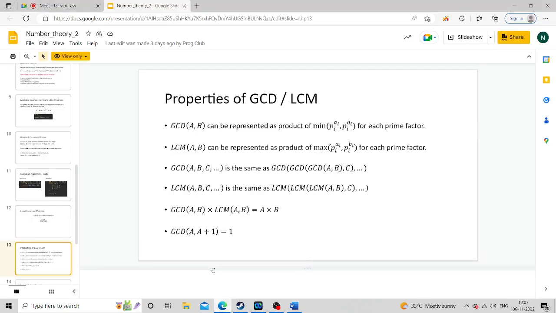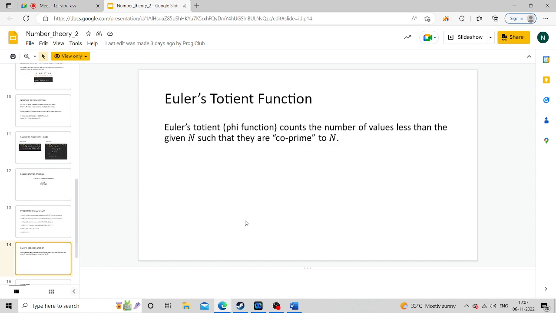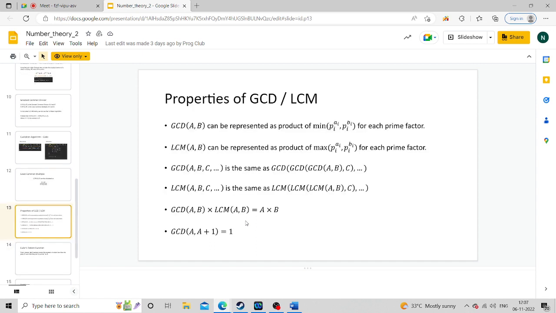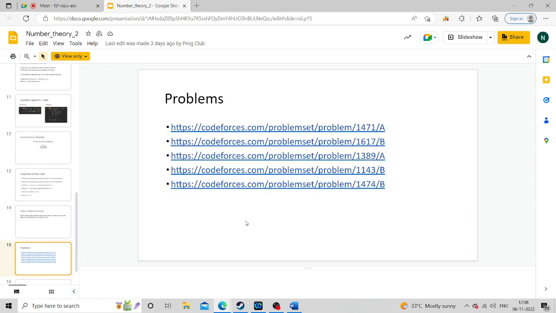So I think the properties are pretty clear. If anybody has any question, please share, or we'll move ahead with the next topic. Anybody, any questions? Or shall we move ahead? Okay, fine then.